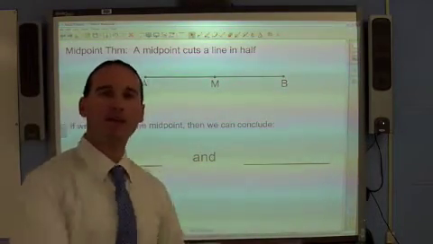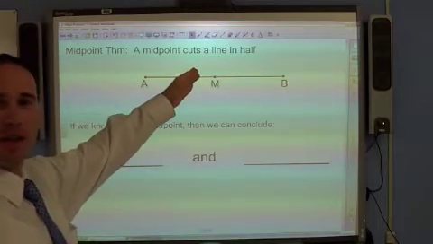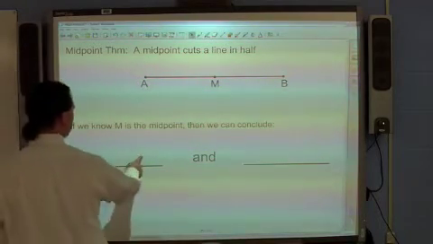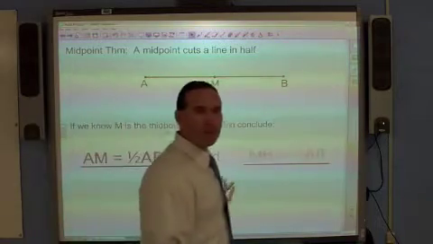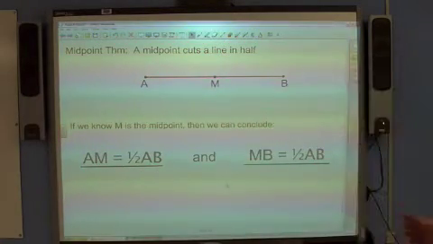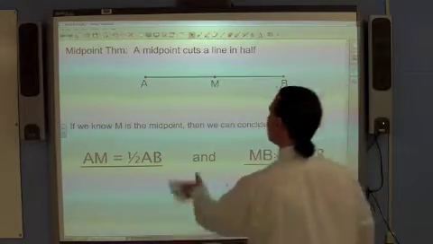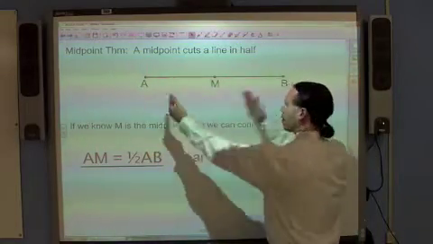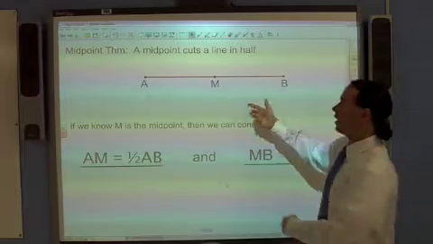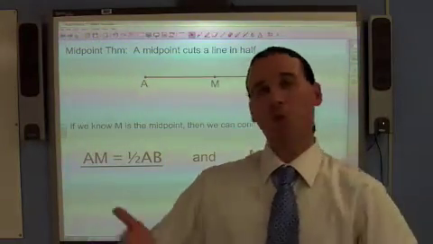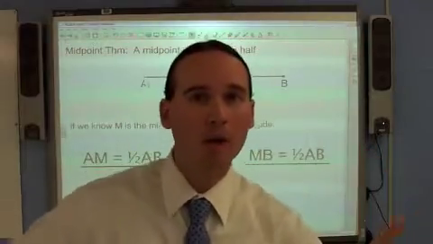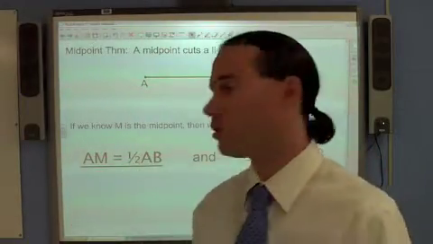But in class, we've created this theorem that says a midpoint cuts a line in half. And what this allows us to say is that AM is equal to 1/2 of AB. It also allows us to say that MB is equal to 1/2 AB. In other words, the length of AM has to be a half of the whole, and the length of MB has to be a half of the whole. Now this may seem trivial to us as people, of course that piece is half the whole, but in a proof this is required to be shown.